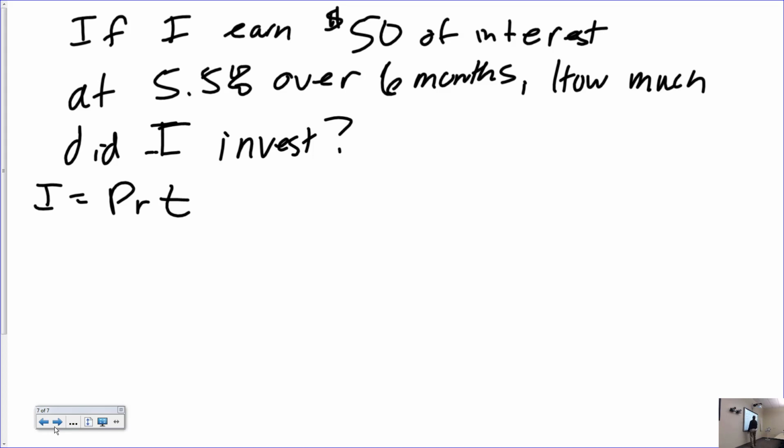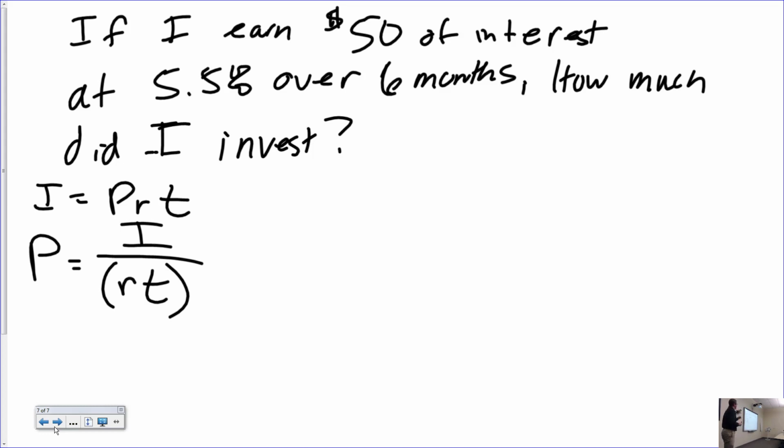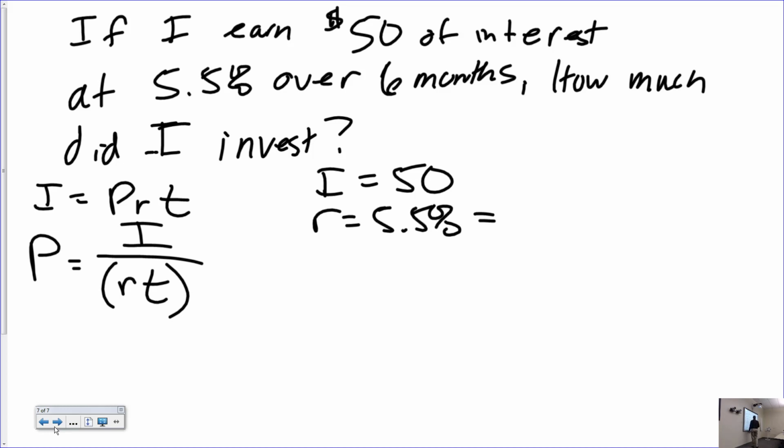True. There you go. And so how will I solve for P in this formula, folks? Interest over T times R. There you go. R times T, T times R, whichever one makes you happy. Both of them should make you happy. Interest is your $50. Your rate's 5.5%. How do I convert that to a decimal? 0.055. Yes. You know what I meant.